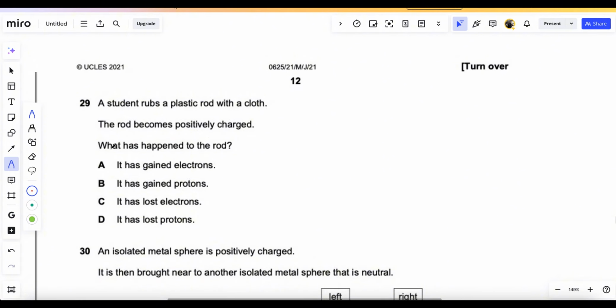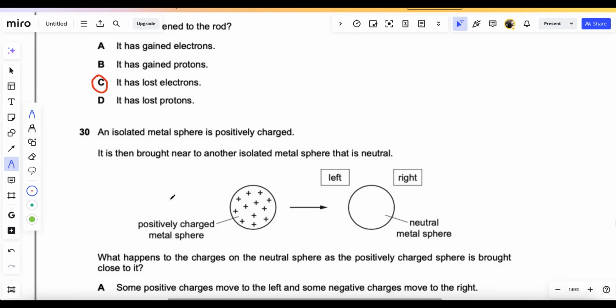Right? Now, what happens to the rod? It has gained electrons? No. It has gained protons? No. It has lost electrons. Because you become positively charged when you lose electrons, like metals. When they lose electrons, they become positively charged. So it has lost electrons. That's why it's positively charged.